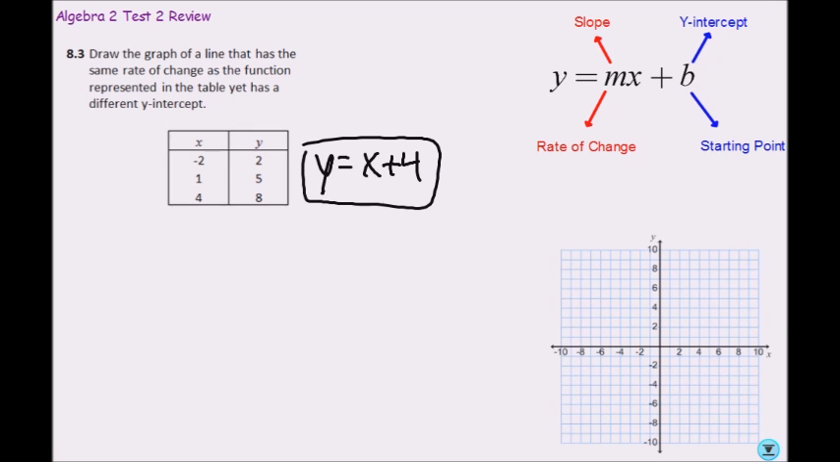And then 8.3, the original equation that they gave you was y = x + 4, so you should have that graphed, and then just graph a line that's parallel to it. So again, there could be different answers here, as long as it has a slope of 1 and a y-intercept of something other than 4. All right, 2 left. So let's move on to number 9.